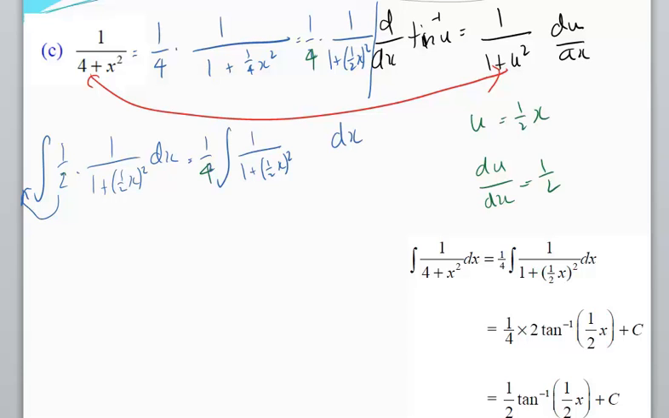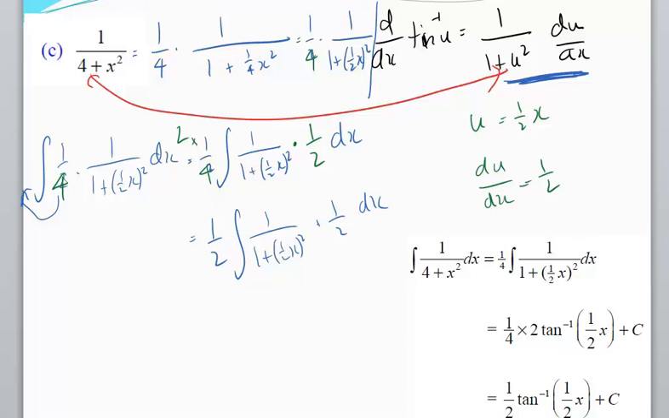So 1 on 4 is out the front here. So here we've got a half, so we're going to multiply by a half, and to cancel that we multiply by 2. So now 2 times a quarter will give us a half. Our integral here, 1 on 1 plus (a half x) all squared, multiplied by a half dx. So that is our format exactly as we have it. So it's going to be a half inverse tan of our u, which is a half x, plus our constant c.